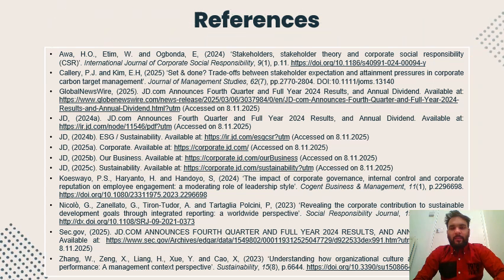At the last slide, there are some references showing where I collected my data for this assignment, which is from the JD 2024B ESG Sustainability report, available at the link given. After that, I also took data from JD 2025A corporate, JD.com 2025B our business, JD 2025C sustainability, and also the stakeholder theory and corporate social responsibility source was taken as a reference at the end.